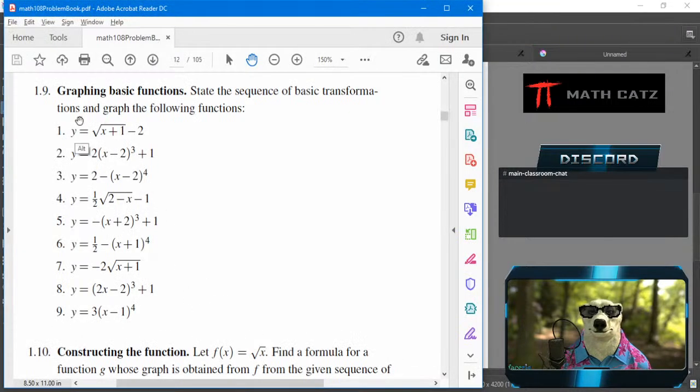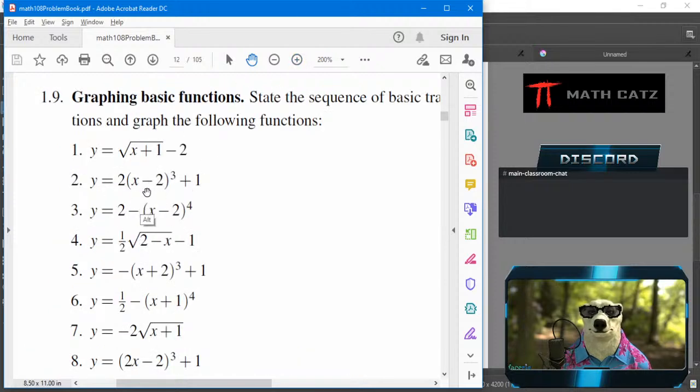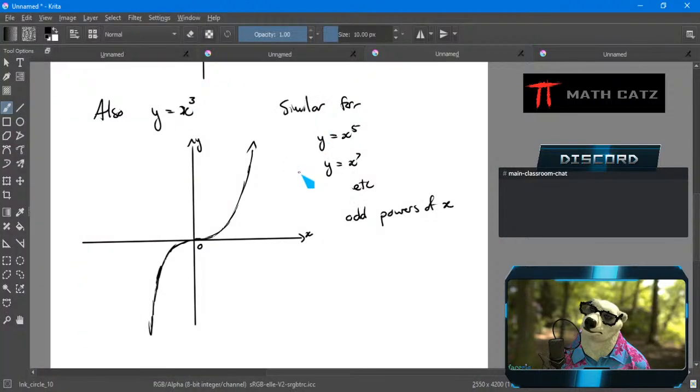And then we can look at a problem, 1.9, number 2, for example, and see that that is going to be built on the y equals x cubed function, where I'm going to stretch the graph by a factor of 2. I'm going to shift it horizontally to the left by 2 units. I'm going to shift it up vertically by 1, and I can make my sequence and do exactly the same thing. Okay, so I'll spare us that.